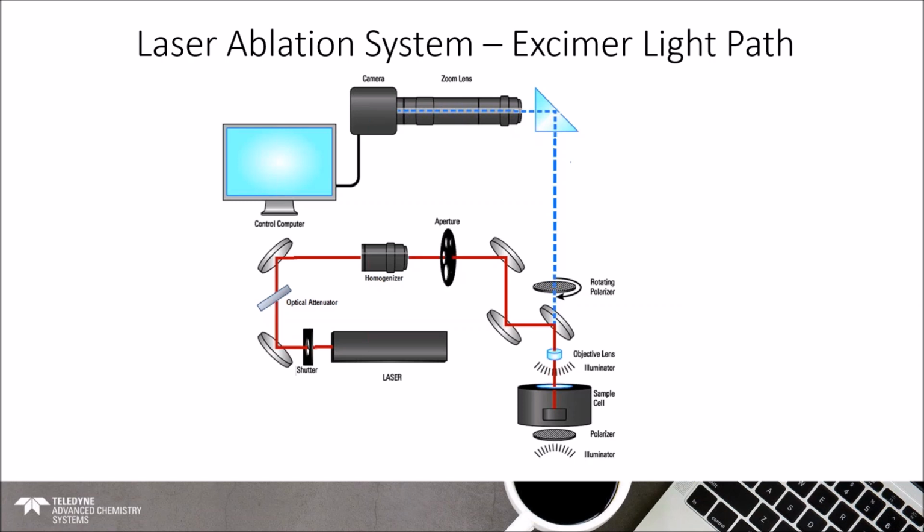You'll notice there's a couple of other things here, including rotating polarizers, which are important for being able to view different samples differently depending upon their makeup, and the lighting used. Three different lighting sources are also employed here.